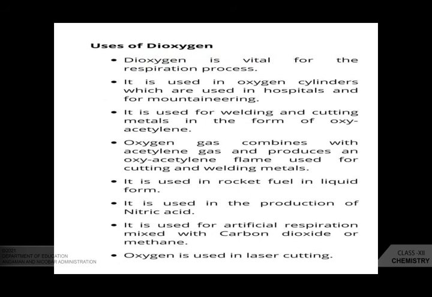Next are the uses of dioxygen, where we use dioxygen in our day-to-day life. This is the slide, so you can take a snap of that also.